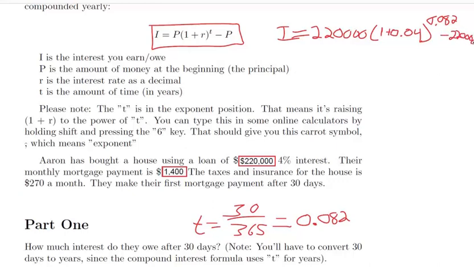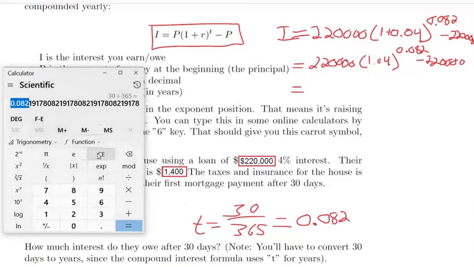Oh, I ran out of room. So it's really an order of operations thing. Order of operations says we're supposed to do parentheses first. Let's do that, and we'll copy everything else down. So that's 1.04 to the 0.082 power minus 220,000. And the order of operations says exponents come next, so we're going to plug in 1.04, and then we're going to raise it. So this button on the Windows calculator is how you raise it to a power of 0.082.